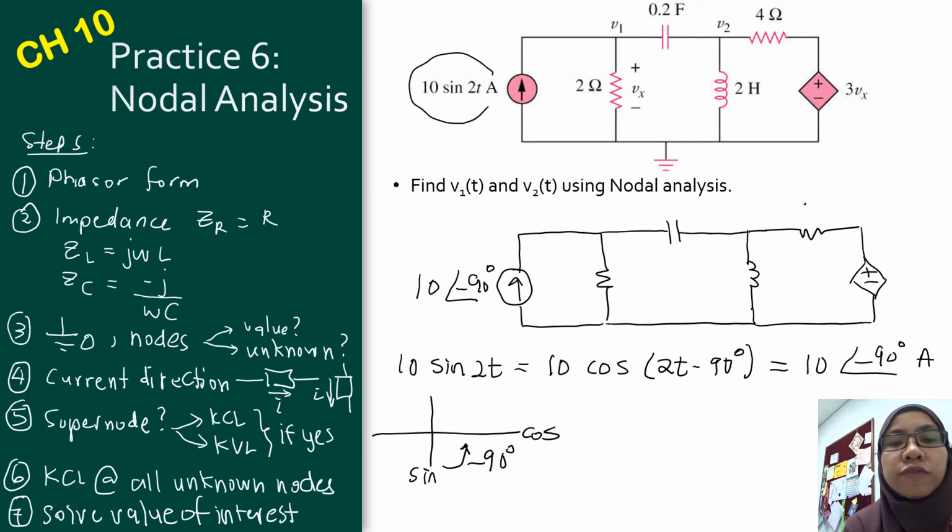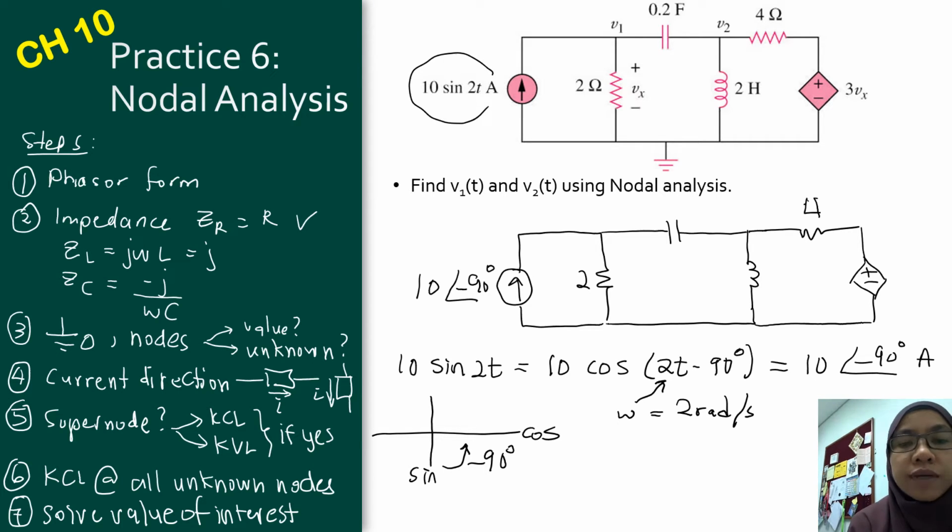And then next we need to find the impedance of each element. For the resistor, we have the real part, which is 2 here, and then 4. And for the impedance of L, it is equal to j omega L. What is omega? Omega is equal to 2 radians per second, coming from here. So j times 2 times L, where L is equal to 2, which is equal to j4 ohms.